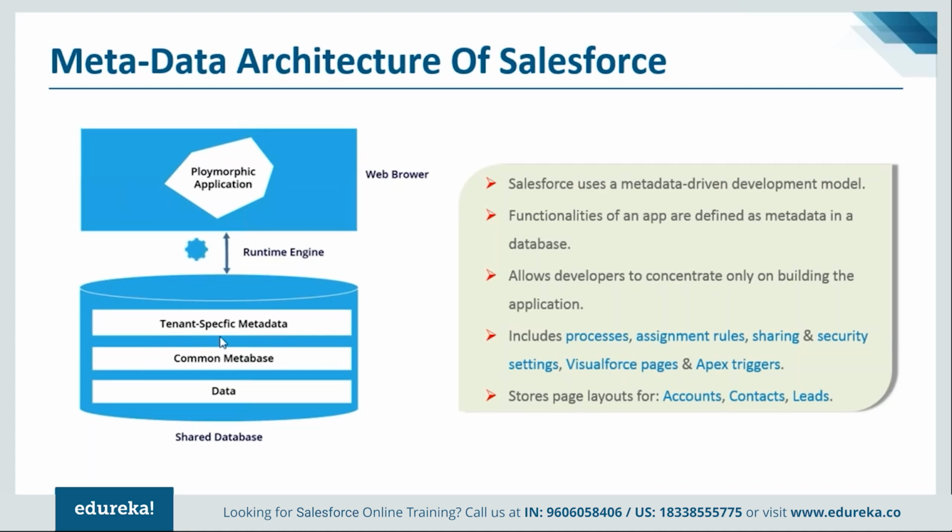You have tenant specific metadata which would be used to access your tenant specific data. So it's your metadata which actually matters, and this is what enforces your whole governor limits. Based on that, we have a lot of processes inside your Salesforce org which are controlled: your assignment rules, your sharing and security model, the Visualforce pages that you create, the triggers and Apex which respond, and various objects and page layouts like accounts, contacts, leads. All these things are eventually controlled by your governor limits and your metadata. So that is about the architecture of Salesforce and how Salesforce works.